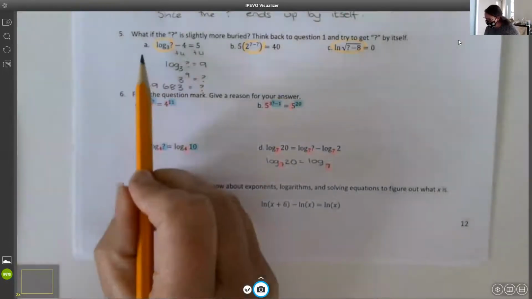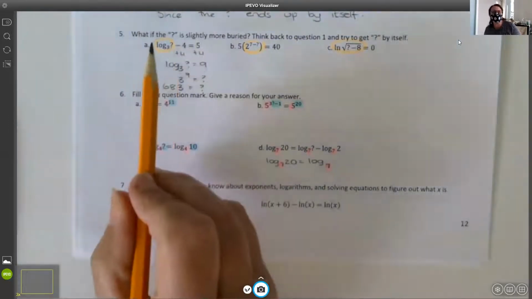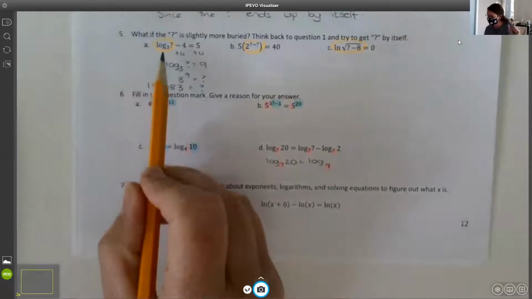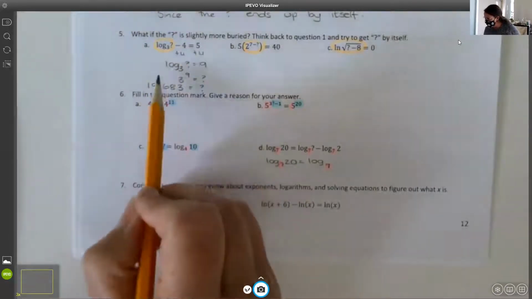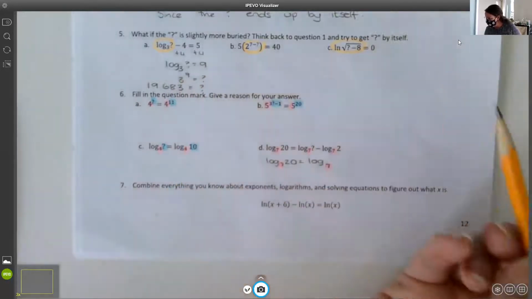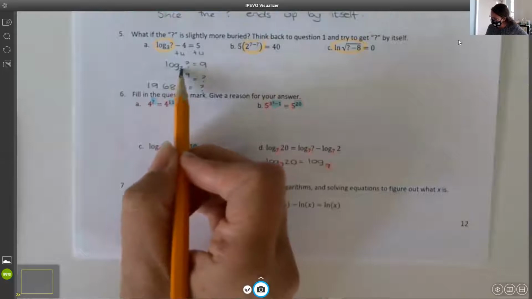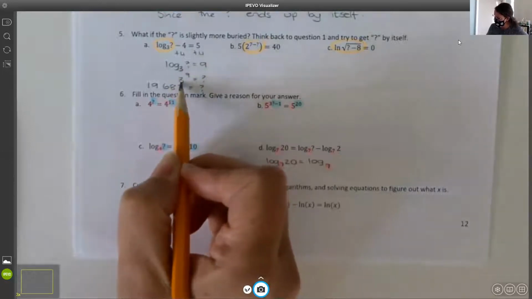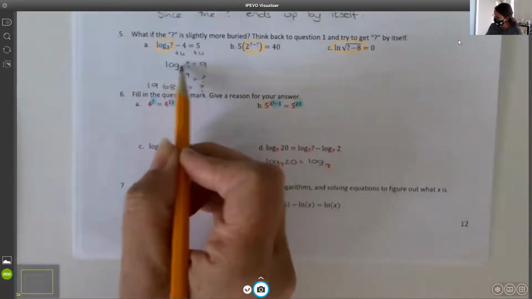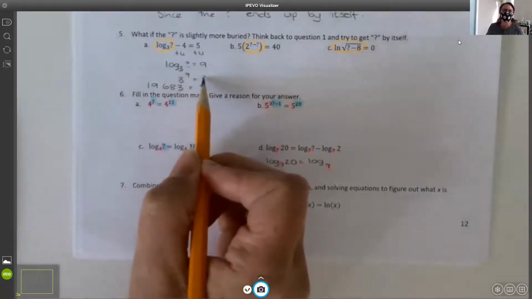So if we look at this first one, we want to try and get the question mark by itself, but the first thing you want to do is isolate just the log. And so you could add 4 to both sides, and you get log base 3 of the question mark equals 9, and then change it into exponential form. So you would take the base of the log, which is 3, that stays the base of the exponential. What the log is equal to is always the exponent, and then the question mark goes by itself.